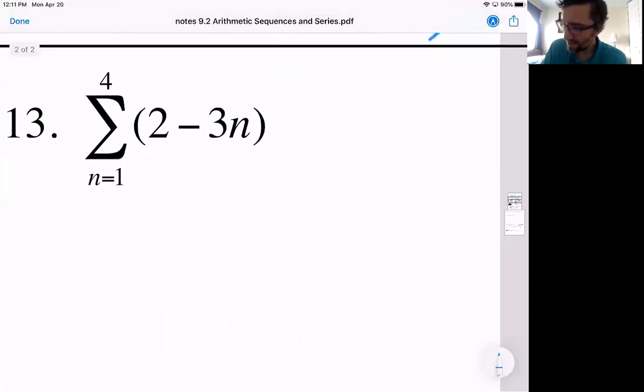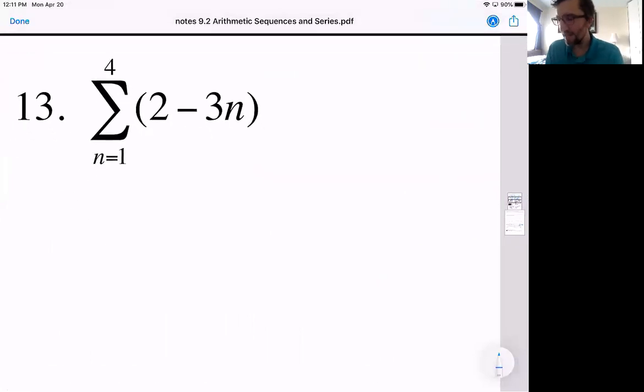So let's look at number 13. First, let's just write this out, and then we'll talk about using the formulas we've talked about in this section, how we'd be able to evaluate this. So we want to find the sum of this function 2 minus 3n, and we're starting at 1 and ending at 4. So I'll write it out like this, just so you could see.